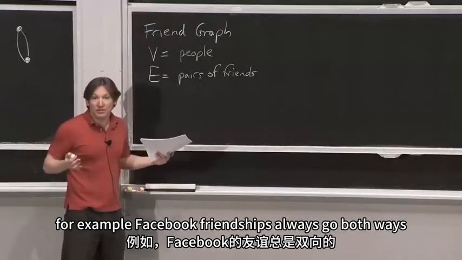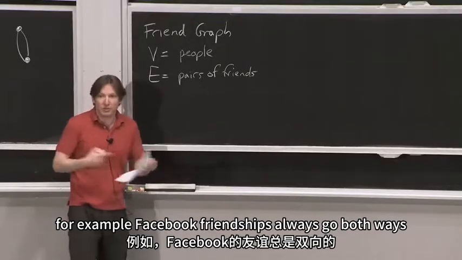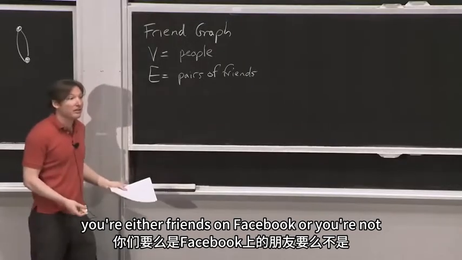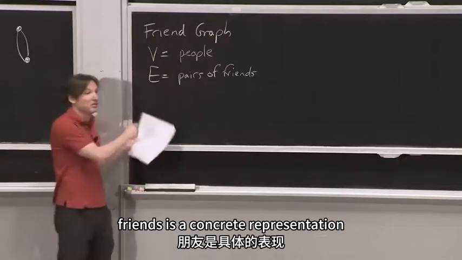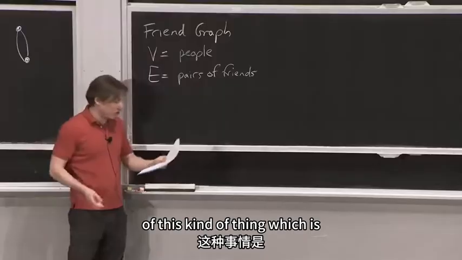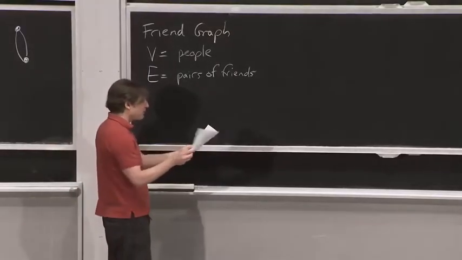For example, Facebook. Friendships always go both ways. You're either friends on Facebook or you're not. So the graph of Facebook friends is a concrete representation of this kind of thing, which can be interesting.